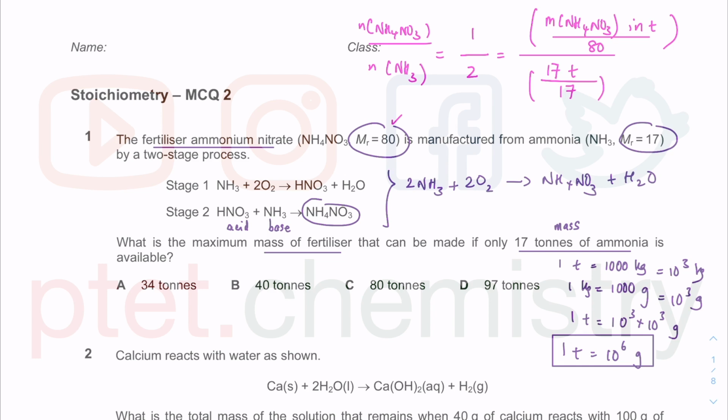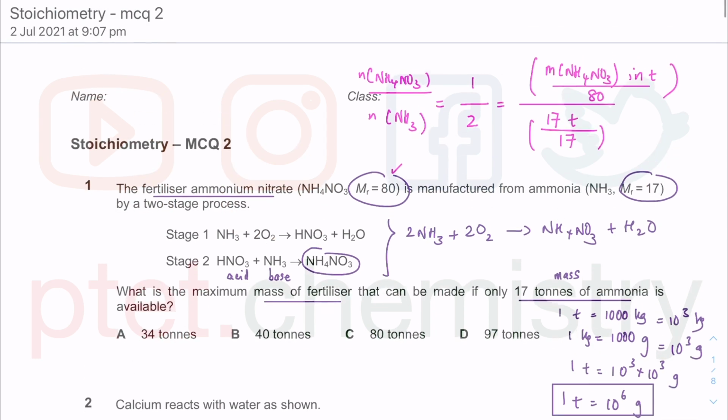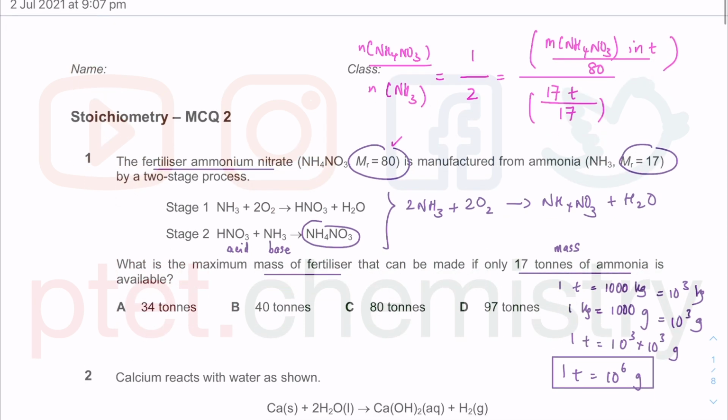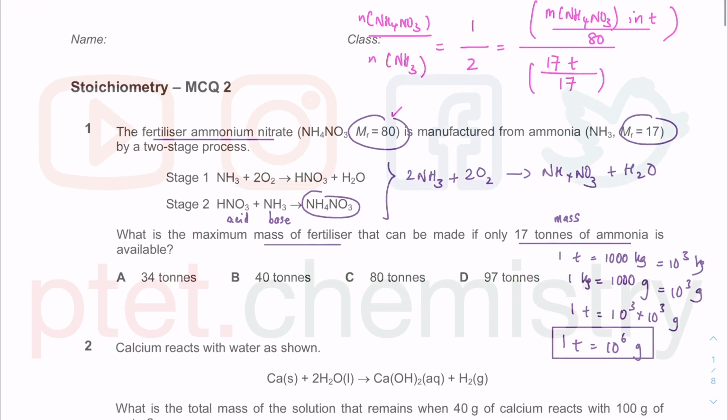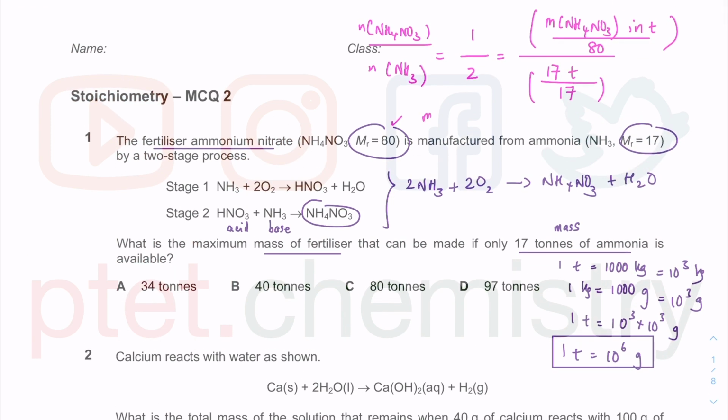Hopefully you can see then you just need to make the mass of the ammonium nitrate the subject of the formula. So what we get then is the mass of ammonium nitrate, which would be in tons. So 1 over 2 times 17 over 17 times 80, and you can get the answer as 40, not kilogram, but 40 tons. Alright, so you can press that onto your calculator.